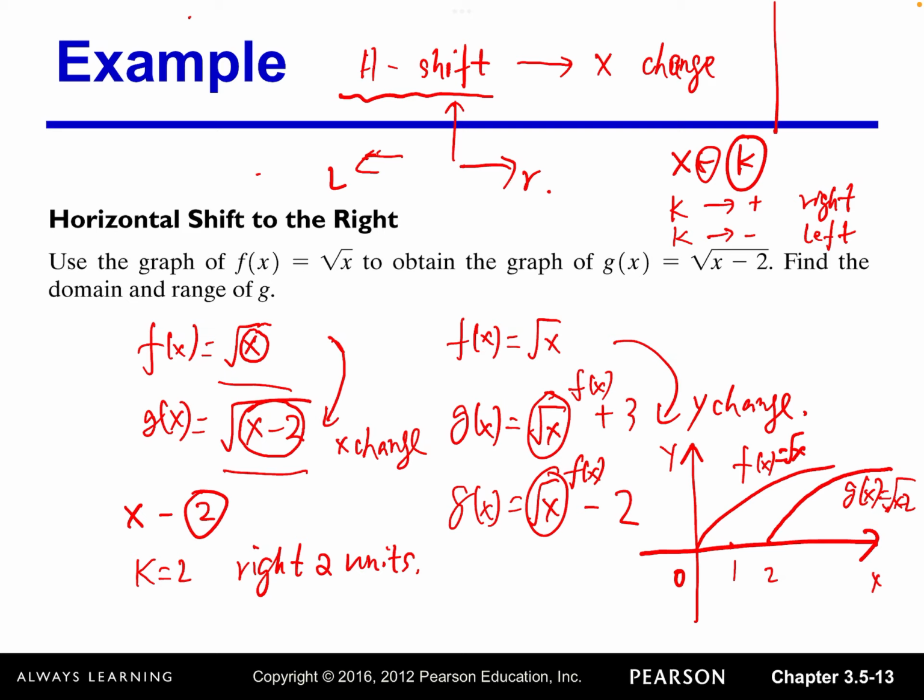So what about the domain and range? Since it's the x change, y will remain the same. So the range will be the same as the square root function, from 0 to positive infinity. This remains the same. The original square root function domain is from 0 to positive infinity, but after we shift horizontally to the right-hand side 2 units, the smallest value is no longer 0. It's positive 2 to positive infinity. You can look at the book explanation.